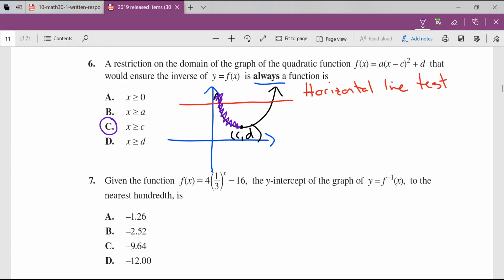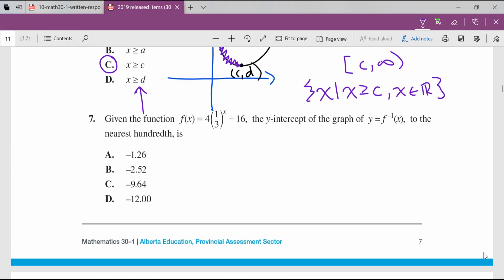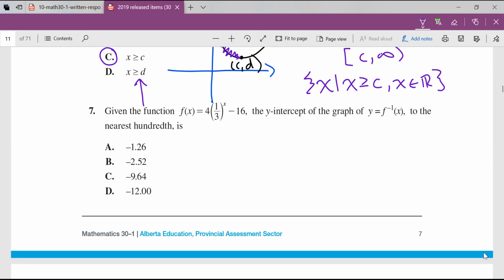Now, speaking of domain, on a written question, friends, I need you to write it properly, like this, for full marks. If you write it like it was written here in the answers, you will not receive full marks on your written question. Likewise, friends, you could write it like that. Okay, so the horizontal line test, we've seen that over the last few years, restricting a domain so that the inverse is a function. Okay, so make sure that you've got that little idea figured out.